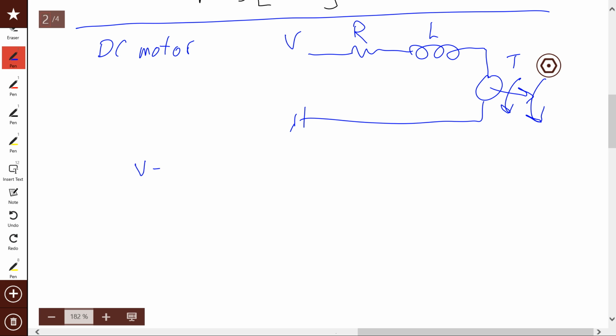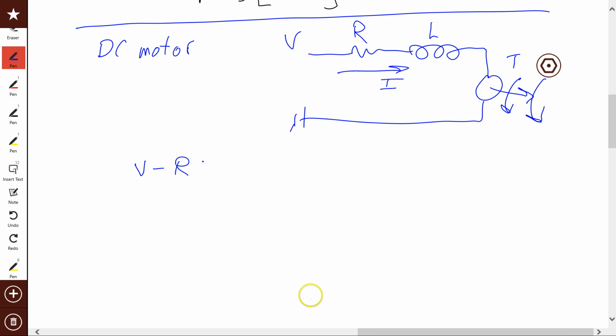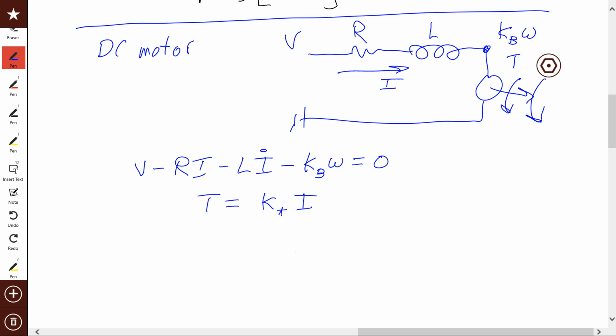It went V minus R I, where I is the current going through the motor, minus L I dot, minus this voltage right here, which was called the back EMF. It was KB times speed. KB times speed equals zero. And there was another one that said torque equals KT times current. Now I want to draw a diagram of that.